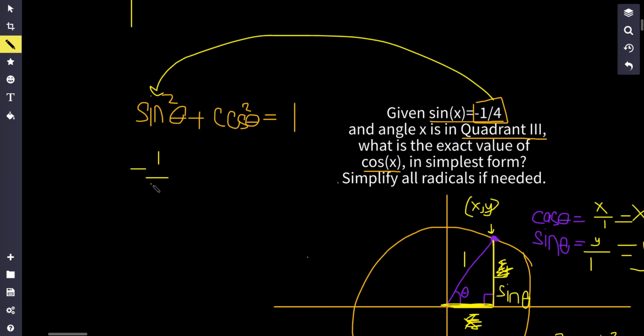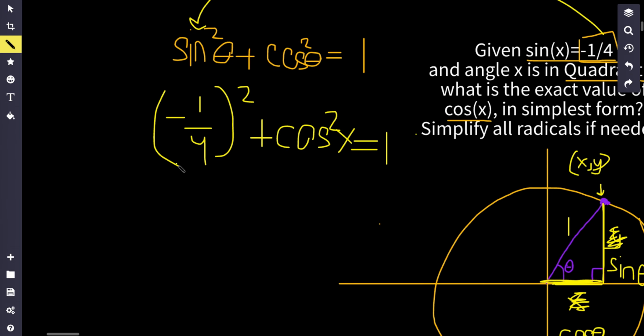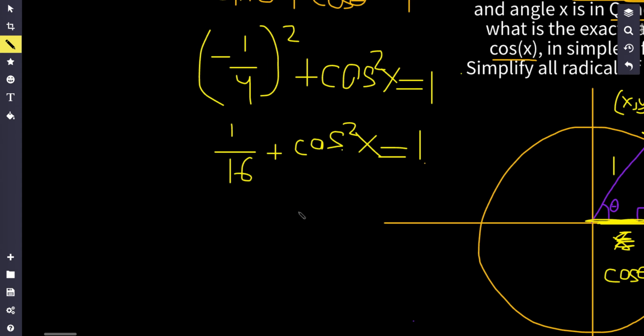So I'm going to get (-1/4) squared. Sine squared plus cosine of x squared is equal to 1, because we're dealing with angle x in this case, not angle theta. So (-1/4) squared is 1/16 plus cosine of x squared, and this is equal to 1.